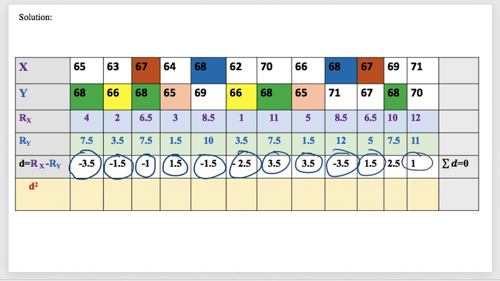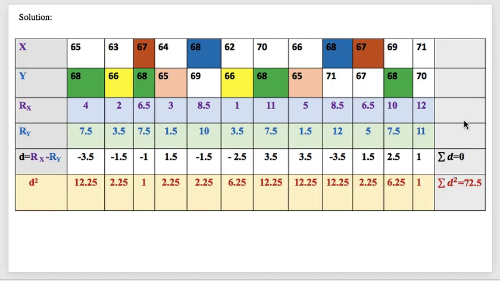So we have calculated all the d. When we added all the terms, we get an answer 0, so I have checked it. You can also cross check that the answer must be 0. The next step is to square the entries. So when minus 3.5 is squared, we are getting 12.25. Then 2.25, next 1, 2.25, 2.25, 6.25, next 12.25, 12.25. Wherever there is 3.5 it is 12.25, 1.5 is 2.25, 2.5 is 6.25, and 1 squared is 1. After adding all the terms, we are getting 72.5. So we got the sum of d square.